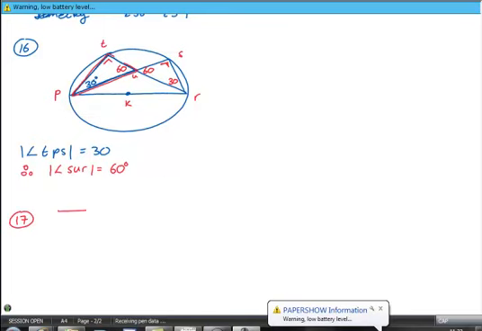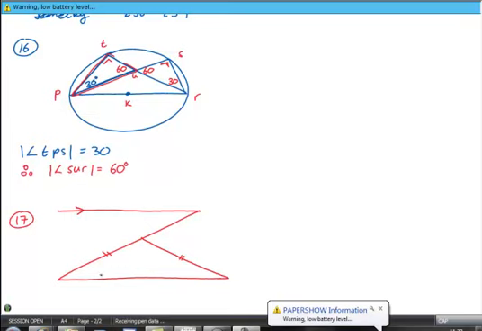Number 17. You're given this kind of a diagram here. Told that this length and this length are equal. These two lines are parallel. 40 degrees and P. Straight away, alternate angles down here, 40 degrees. Using the same idea, this has to be 40 degrees.